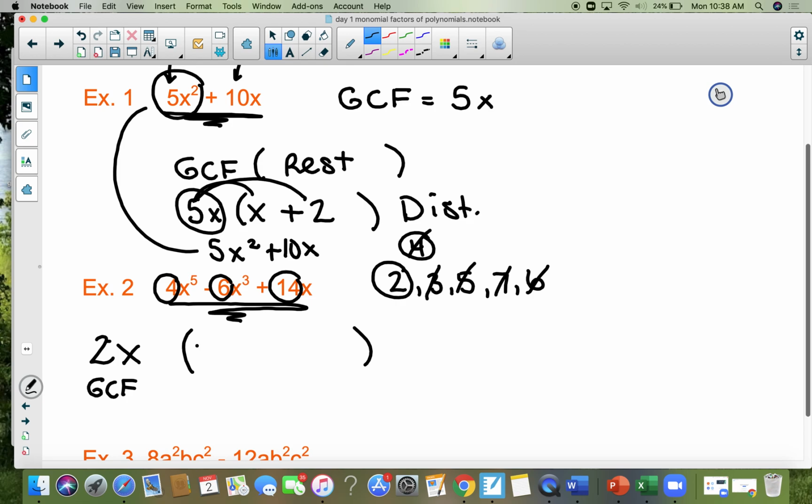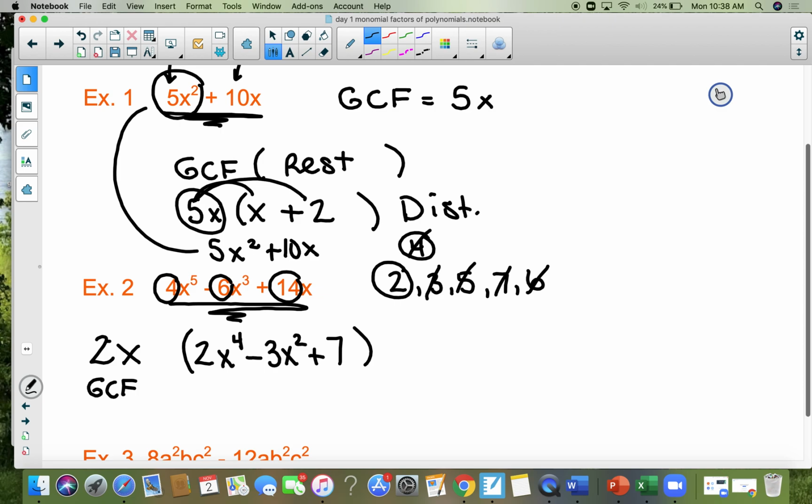2 goes into 4 2 times. You're left with 4 x's for the first term, minus 2 goes into 6 3 times. You have one x out there, that means you have 2 left on the inside. 2 goes into 14 7 times. You took out the x, so you don't have one left.